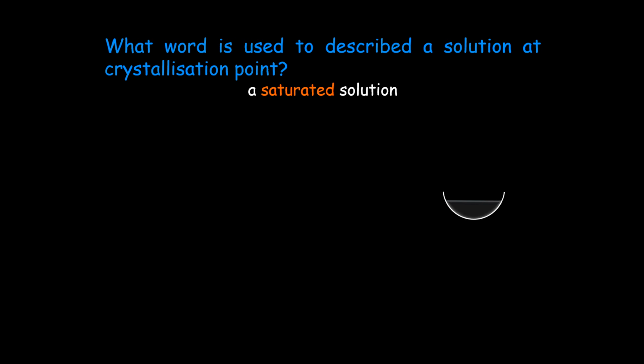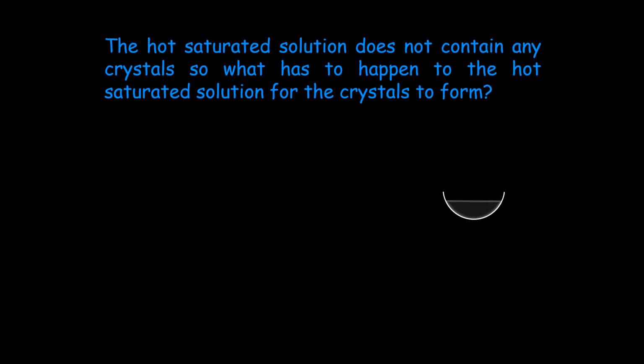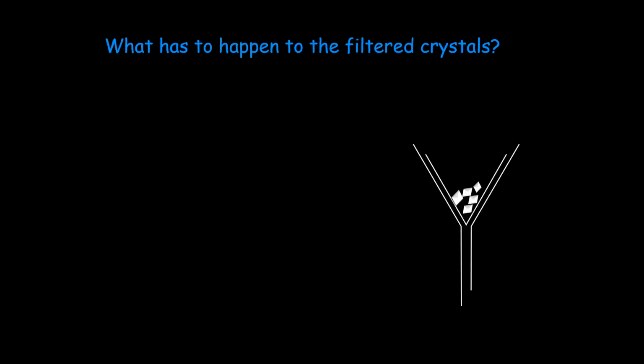A saturated solution is a solution which contains the maximum amount of dissolved material at a particular temperature. It has to be left to cool, and whenever it cools down, we get the crystals forming in the solution. Now the crystals are removed from the solution by filtration, and the crystals will be in our filter paper.